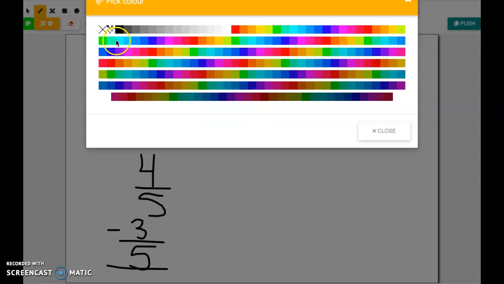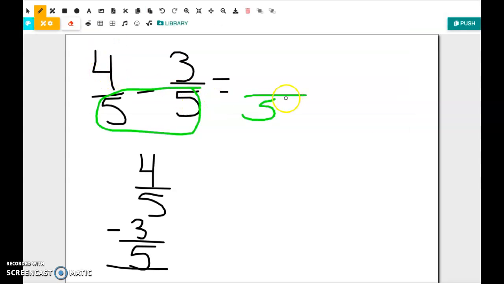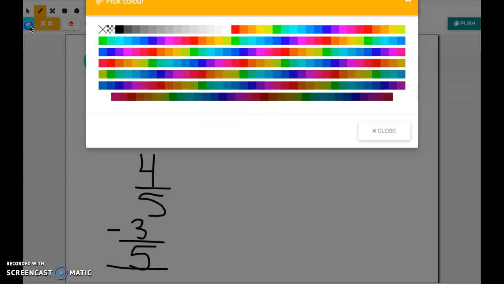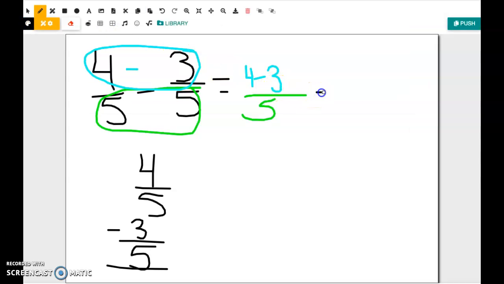Okay, so now that we've decided our denominator will remain 5, we're going to look at our numerators, 3 and 4, and this is where we are going to perform a subtraction problem. So we're going to do 4 minus 3. And when we look at that, 4 minus 3, we get 1. And again, our denominator 5 stays the same. Our answer for 4/5 minus 3/5 is 1/5.